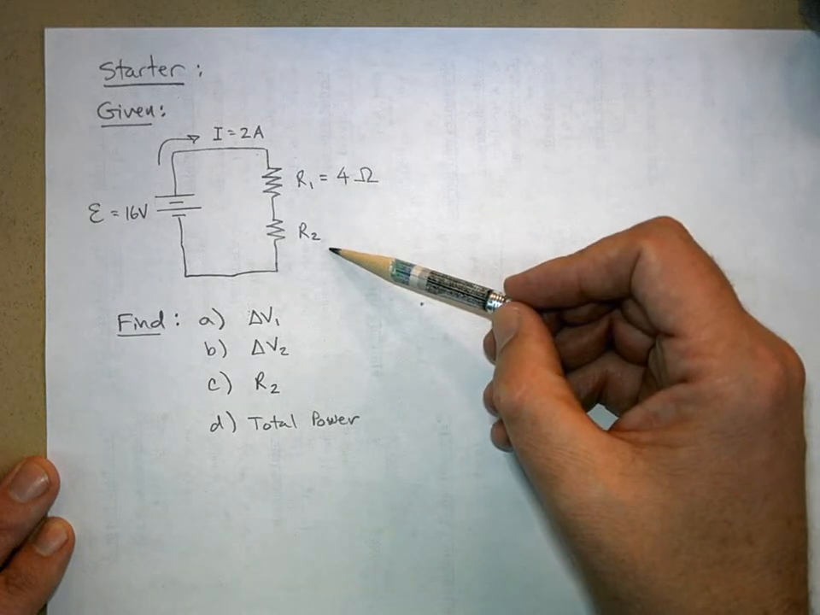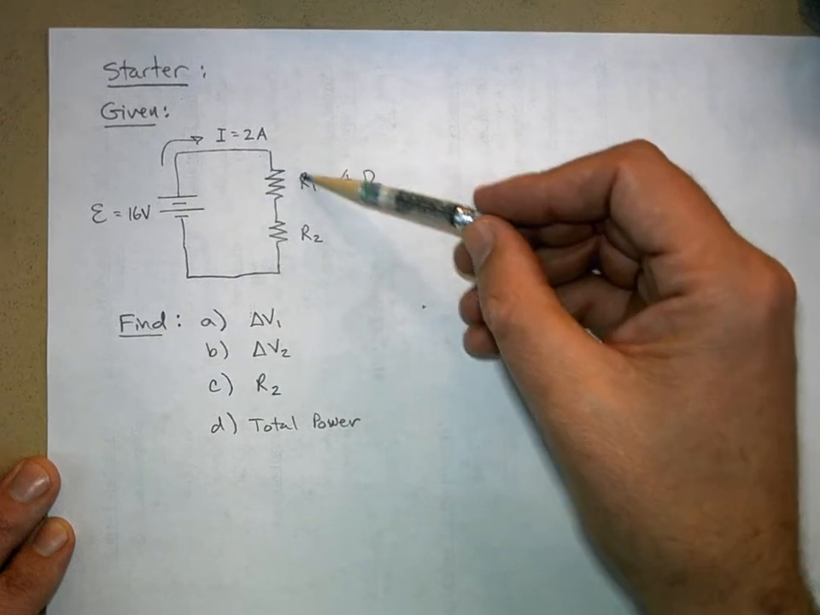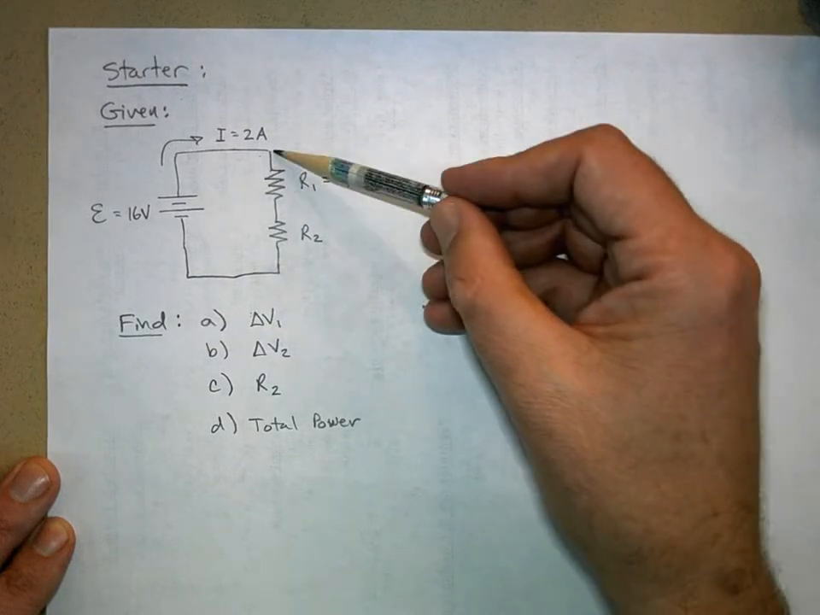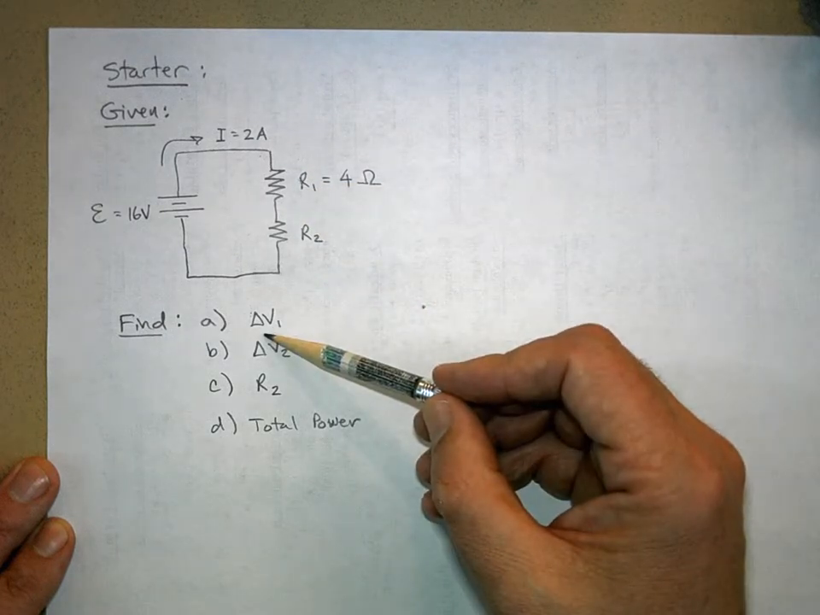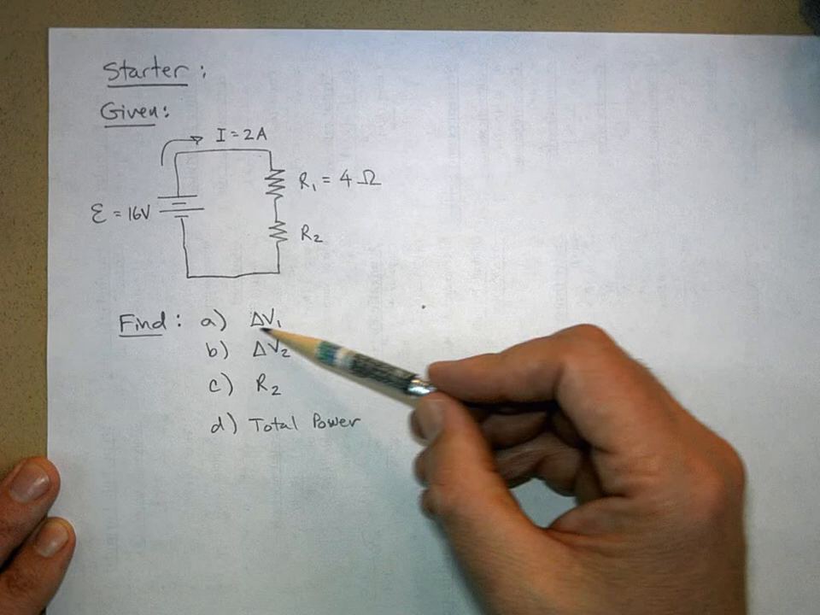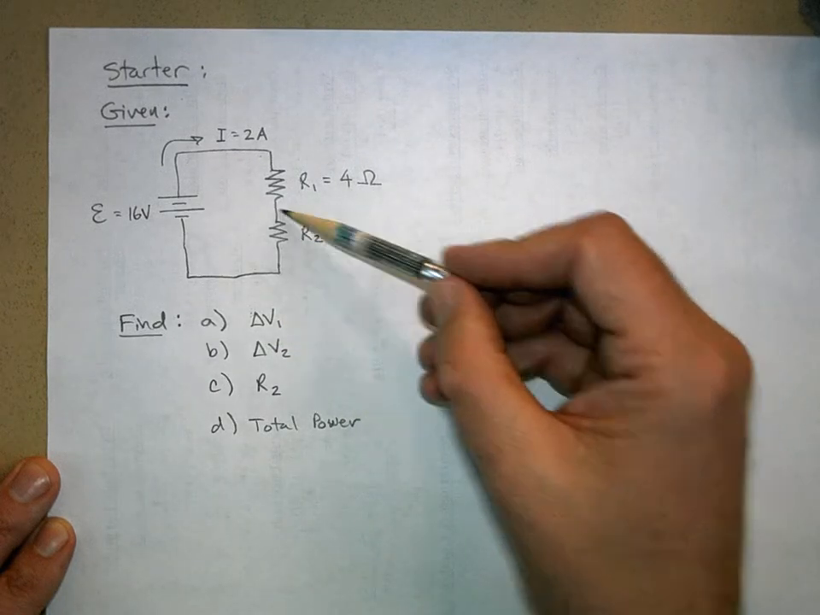And so what we want to find is, how much did the voltage change going across R1? Like if you jump from here down to here, how much did the voltage change? That's what the delta V means. Delta means change, the change in voltage. And then what was the change in voltage across from here to here?